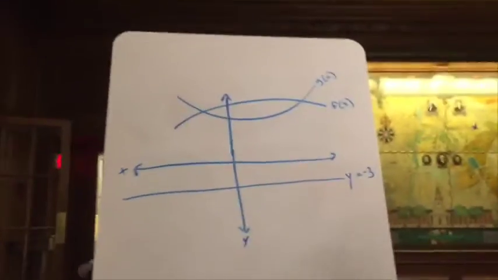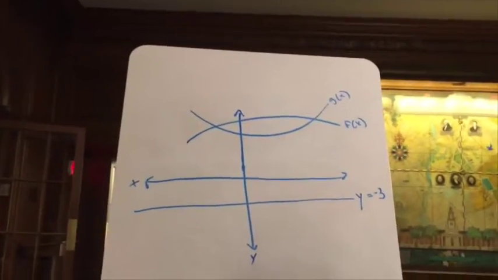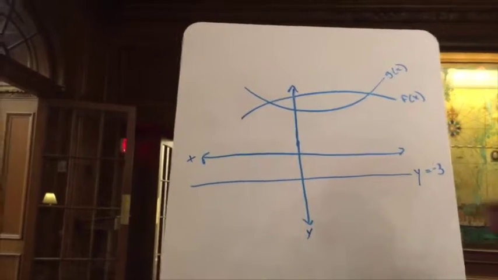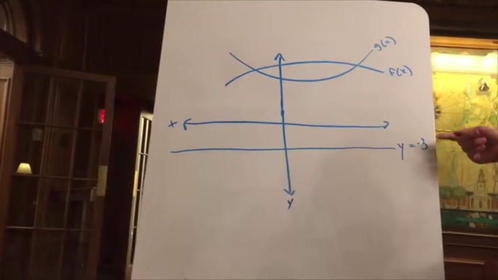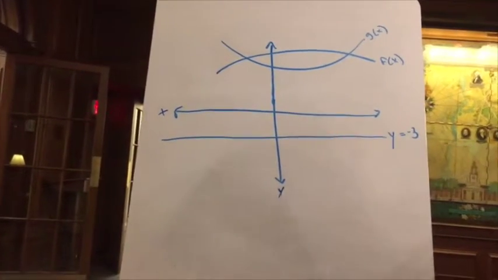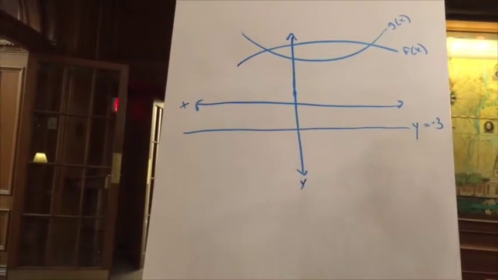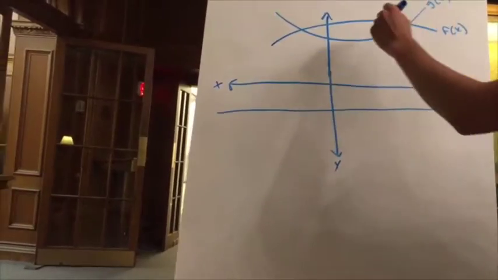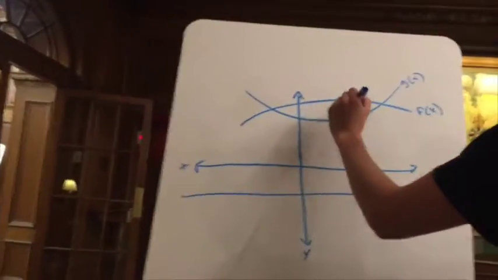Next, I will demonstrate how to find the volume of revolution between two curves, in this case g of x and f of x, rotated about not the x-axis, but an auxiliary line, in this case y equals -3. So, in the same way as all of our other examples, we need to find this length r.